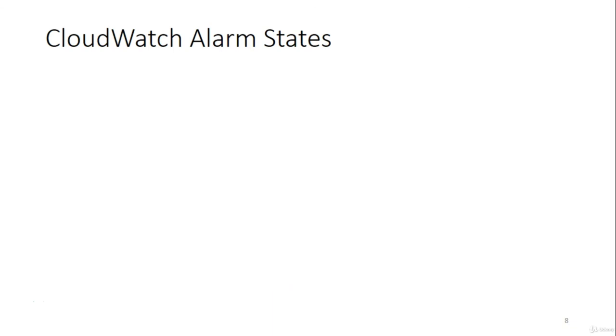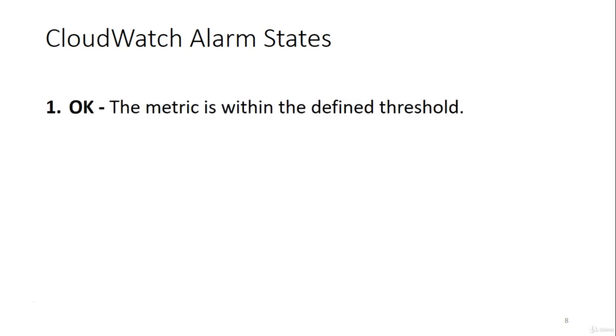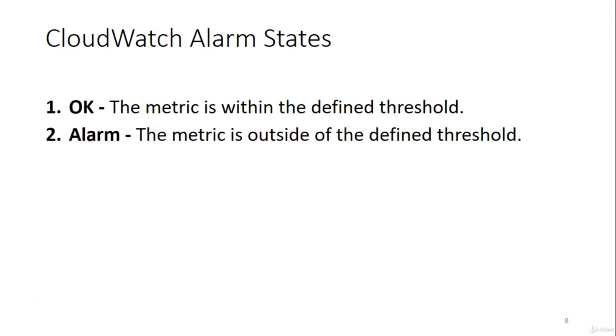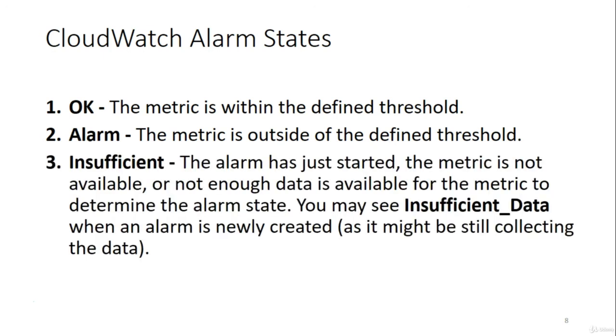So we've seen CloudWatch alarm states while doing the lab. So what are they? The first alarm state is OK, the metric is within the defined threshold. The second one is alarm, that is the metric is outside the defined threshold. And the third one is insufficient data, that is the alarm has just started, the metric is not available or not enough data is available for the metric to determine the alarm state. You may see insufficient data when an alarm is newly created, as it might be still collecting the data. So we have seen this as well.